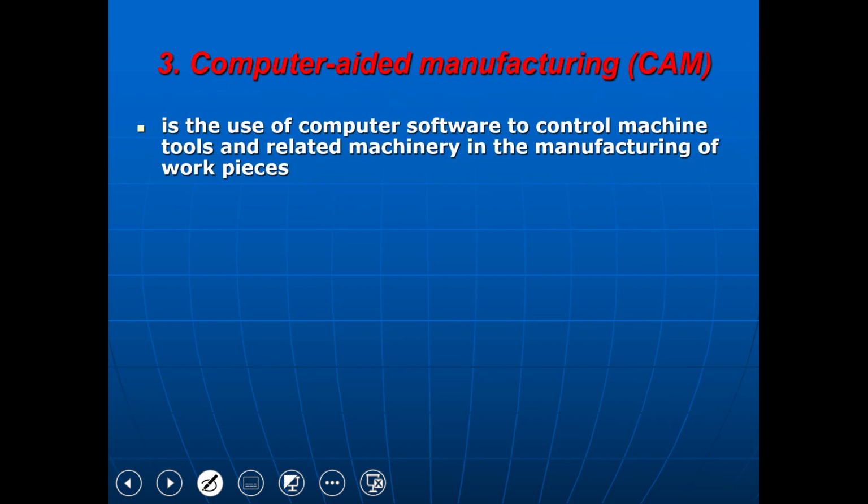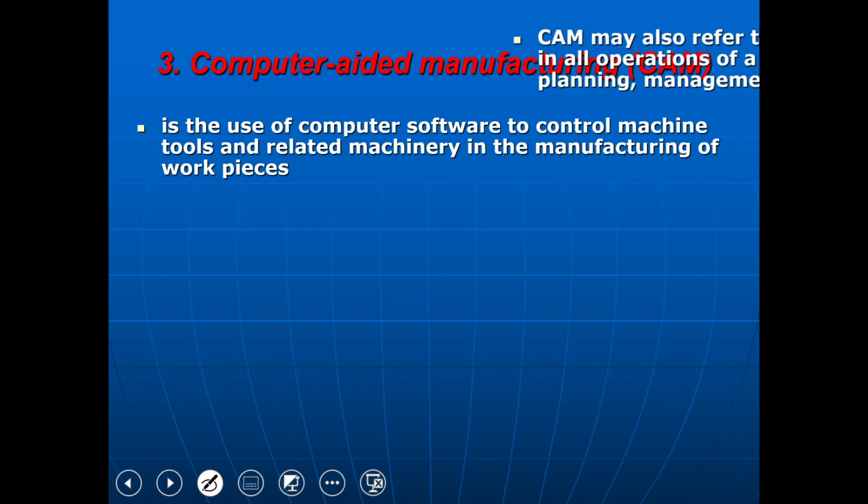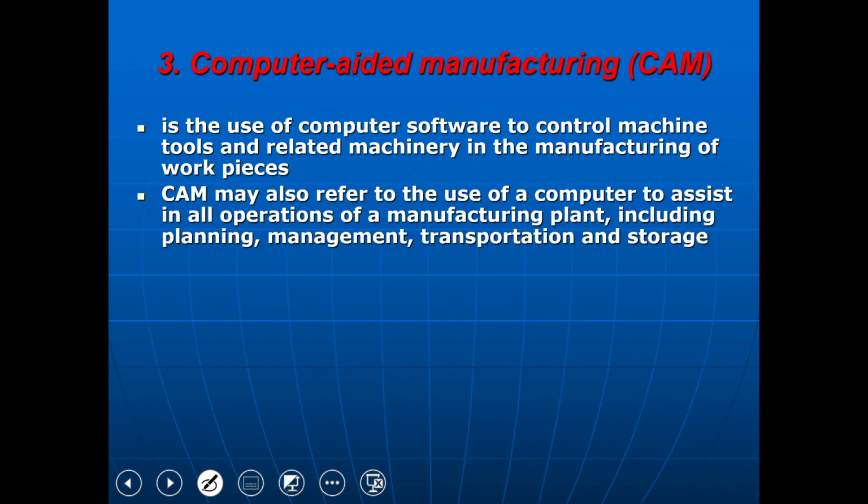And then number 3 is computer aided manufacturing, CAM. It is the use of computer software to control machines, tools and related machinery in the manufacturing of workpieces. CAM may also refer to the use of computers to assist in all operations of the manufacturing plant, including planning, management, transportation and storage.